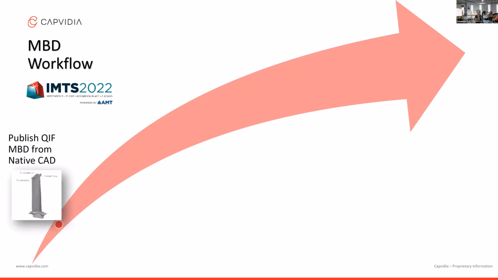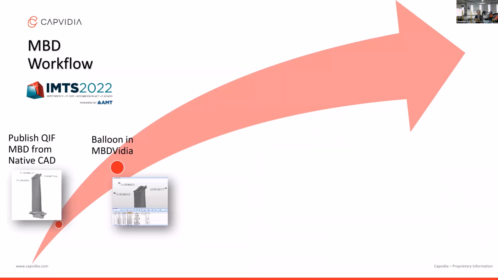So we'll start with that native CAD model. In this case, it was an NX model. We'll publish that to the QIF format. We load that in MBDVidia. We'll balloon it, generate that bill of characteristics and add the balloons, generate the high-level inspection plan.